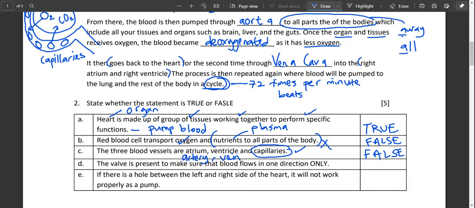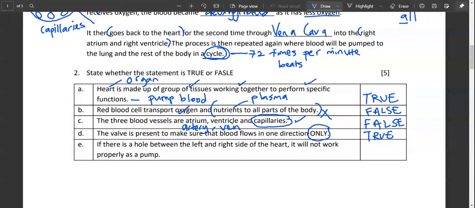D. The valve is present to make sure blood flows in one direction only. I put caps here just to see whether you will get confused or not. This one is true. That is the main function of it, to make sure blood flows in one direction and prevent it from flowing backward as well.